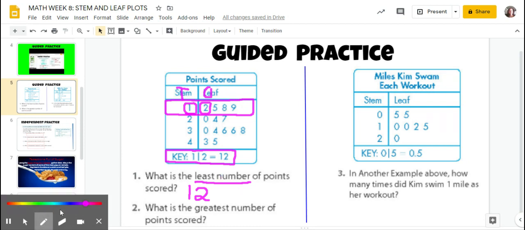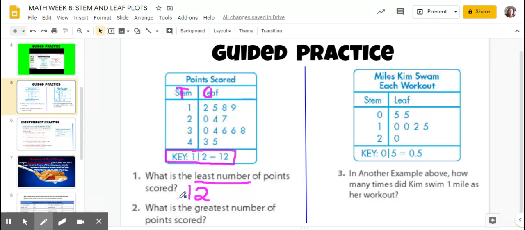Now let's switch colors and we'll look for the greatest number. Let me erase this so we won't get confused and switch my color to blue. Okay. The greatest number. All right. Now we're going to go down the stem and look for the greatest stem. The greatest stem is 4.